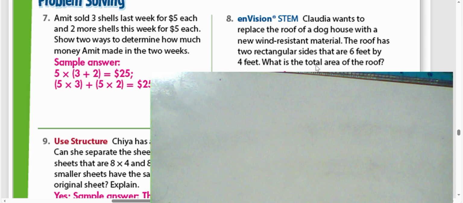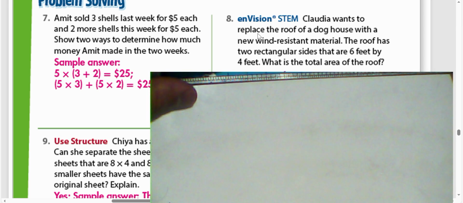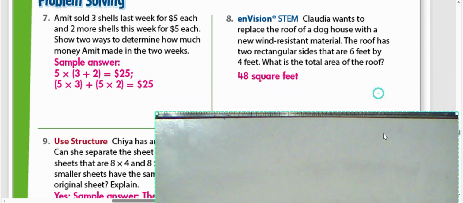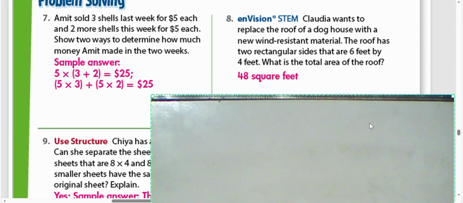Next question. Kyuda wants to replace the roof of a doghouse with a new material. The roof has two rectangular sides that are 6 feet by 4 feet. What is the total area of the roof? We can multiply together to find the result. We have 4 times 6, 24. 24 times 2 will be 48.